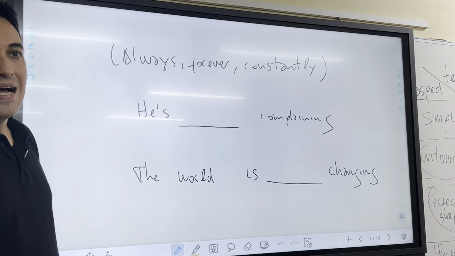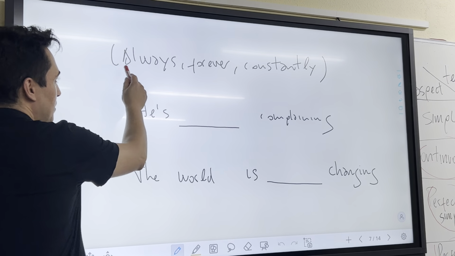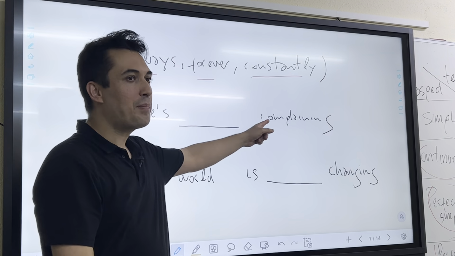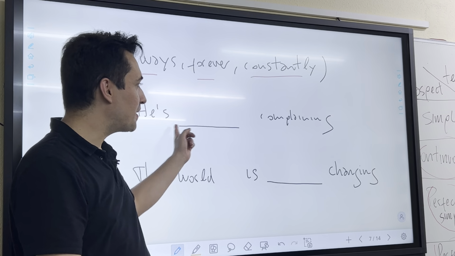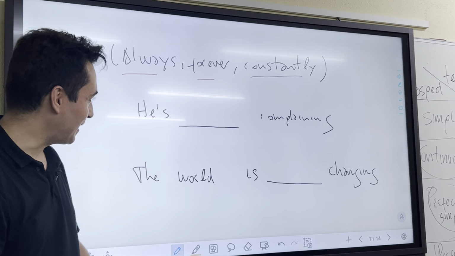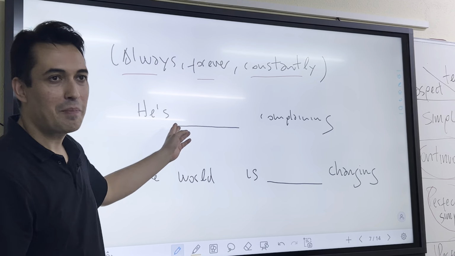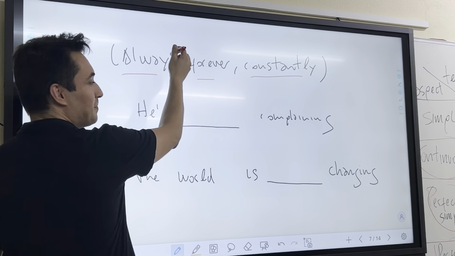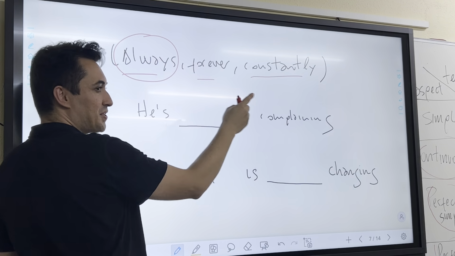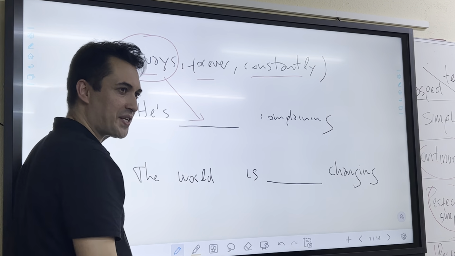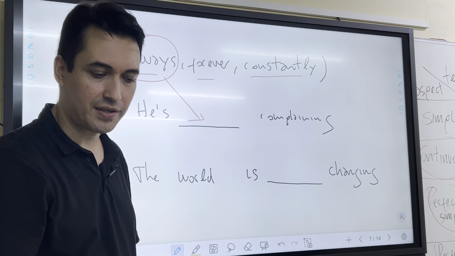Okay. Other special uses: always, forever, and constantly. He's complaining. Alvaro is complaining. Is this correct? He's complaining at the moment. Yes, you can say that. But what happens if I say this? Now make it with always, Danny. He's always complaining. What's the effect of always?